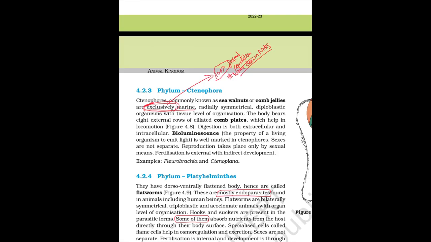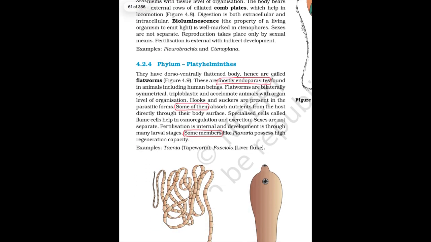Now, mostly we have discussed. Now another term: some of them. What is the meaning of this? Some of them means less than 50%, a few members only. So when it is written in Platyhelminthes, some of them absorb nutrients from the host directly through their body surface, this character is found in only a few members. It is not a major characteristic.